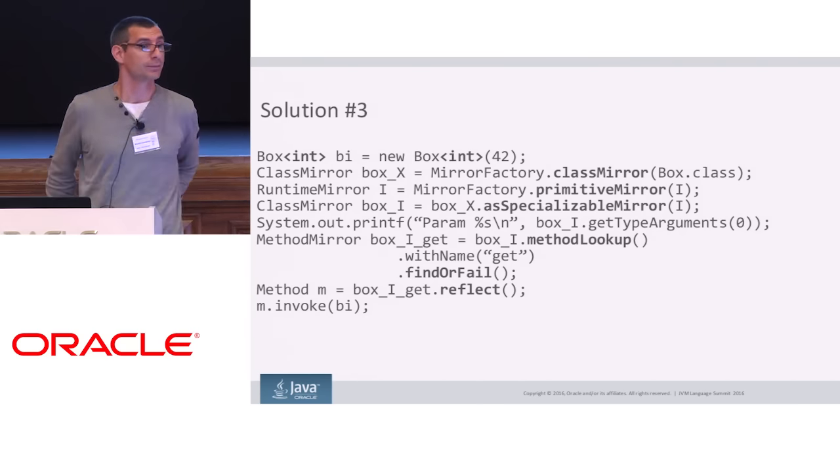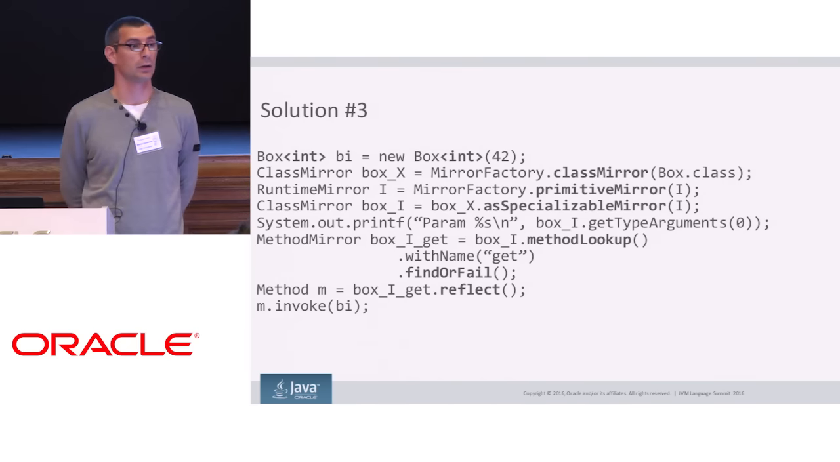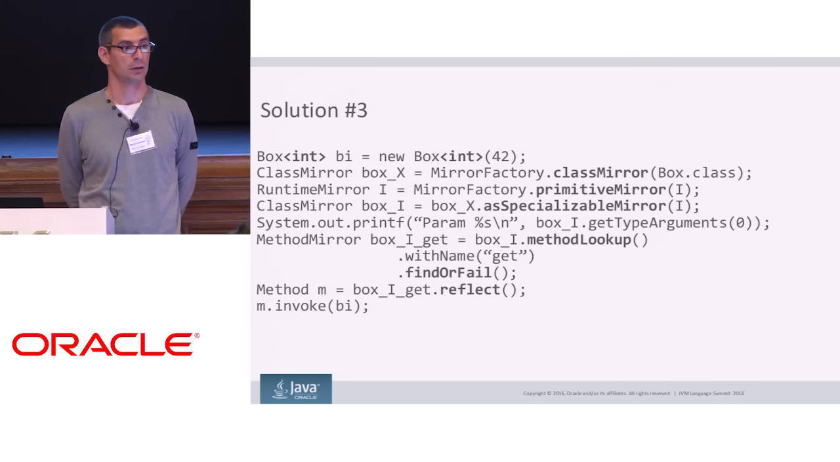What's the return type of get type arguments? It returns a list of runtime mirrors. So any type argument, I mean, type parameter, is represented as a runtime mirror.